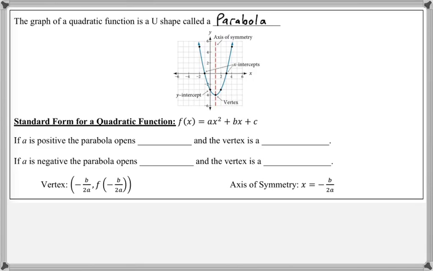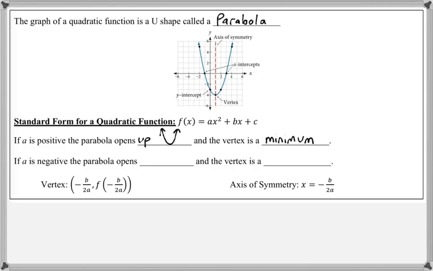Okay, so the standard form for a quadratic function is just our standard form that we've been looking at all chapter. If a is positive, then we know that the parabola opens up, meaning it's going to look like this, and then the vertex is going to be a minimum because it's the lowest value.